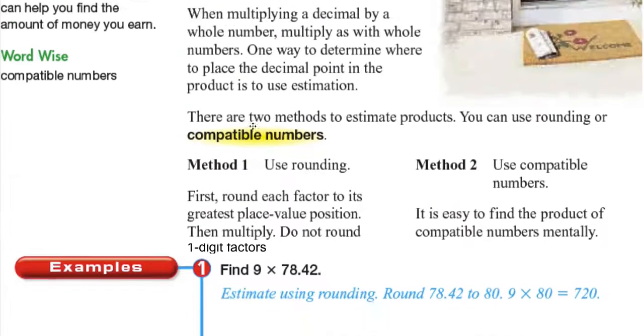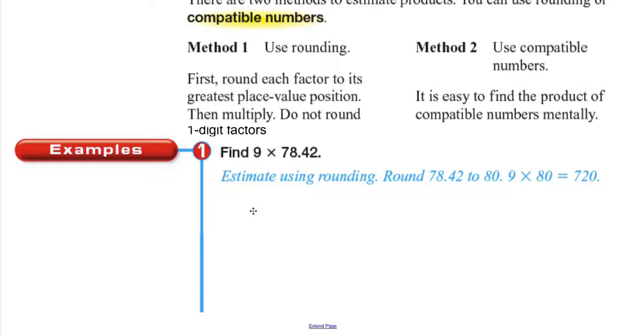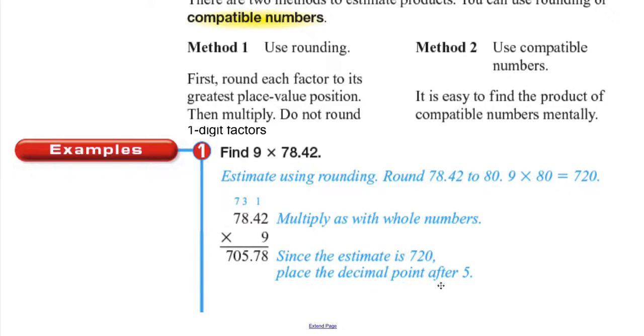Then it says there on the top part, when multiplying a decimal by a whole number, multiply as if they're whole numbers. So we get 78.42 multiplied by 9. We multiply them as if they're whole numbers. Then we look at our estimate, which is 720, and we actually have 70578. How do we know where to put the decimal? Since the estimate is 720, place a decimal after the 5. Why? Because it's only logical that 705.78 is closer to 720 if you put a decimal in that position. Now, how do we check our answer? Simply use a calculator, and you end up with 705.78.